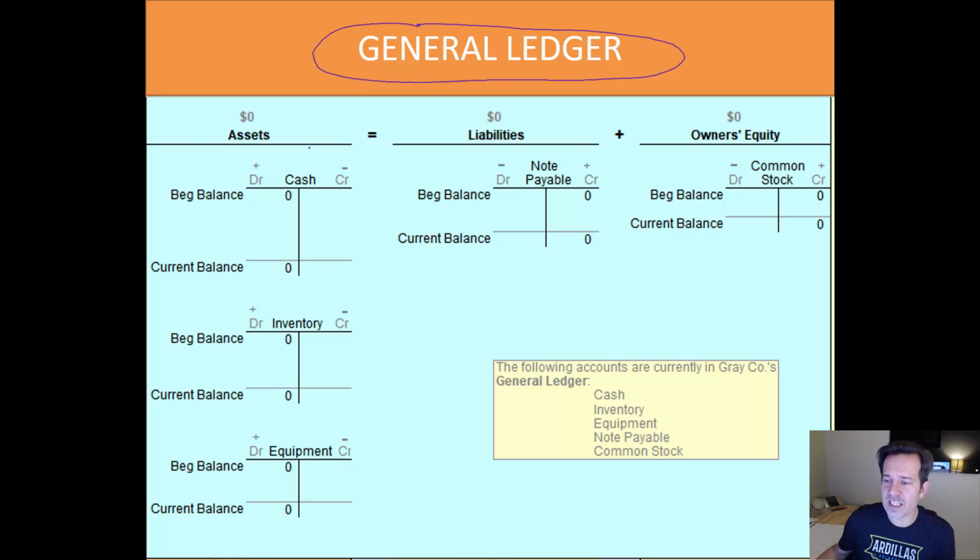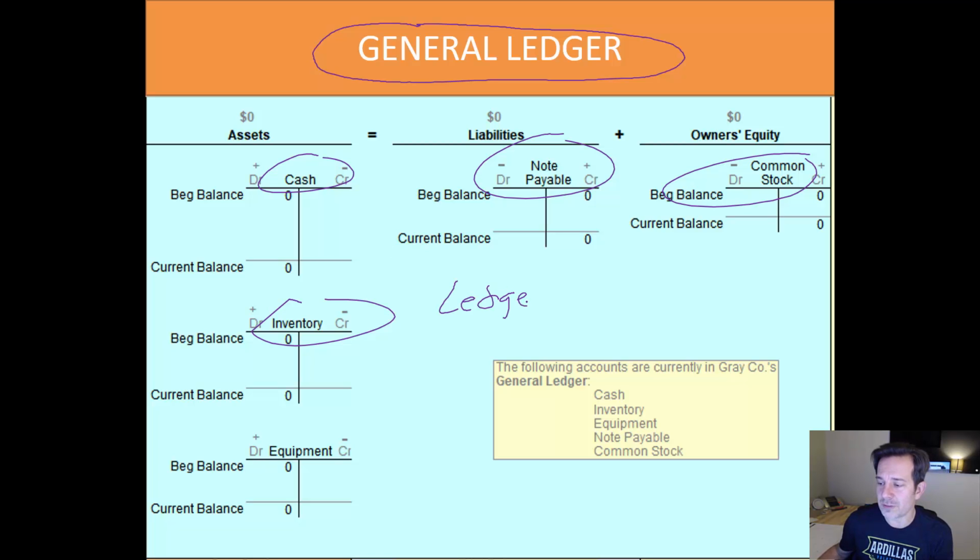And all of these dudes here, regardless of what side they're on, are called ledger accounts. And what these ledger accounts are doing, they're keeping a running balance of what's in that individual account every time a transaction goes through. Okay? So, if we have a transaction that involves cash, it's going to hit this ledger account here, and we can see that balance change in real time.